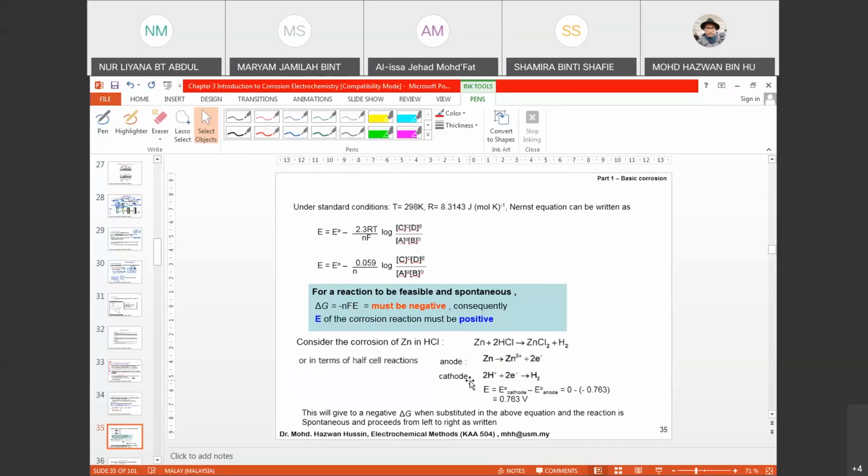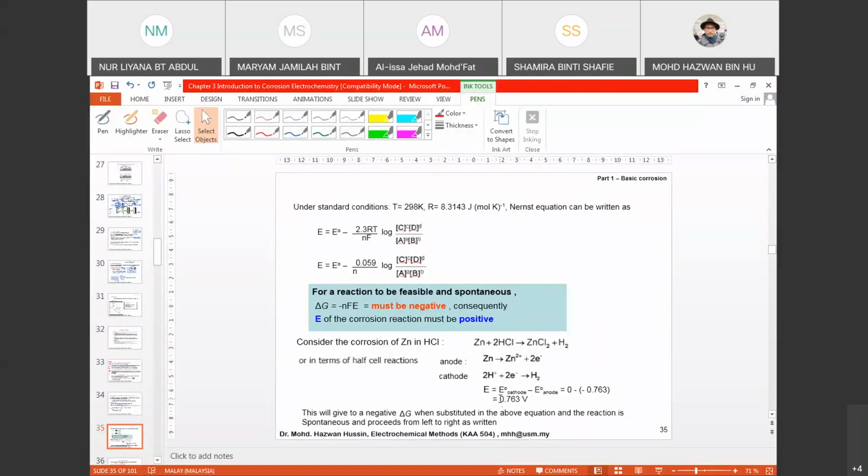Meanwhile, the reduction process occurs at the cathode, which is the formation of hydrogen gas, 2H+ plus 2 electrons. The two electrons produced from the anode will be transferred to the cathode and will be used for the formation of hydrogen gas.